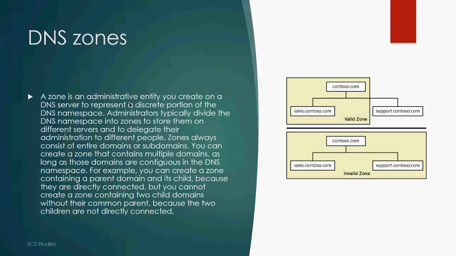You can create a zone that contains multiple domains as long as the domains are contiguous in the DNS namespace. For example, you can create a zone containing a parent domain name and its child domain name because they are directly connected, but you cannot create a zone controlling two different child domains without their common parent, because the two children are not directly connected. As shown on the right-hand side of the diagram, if we have cantos.com as a parent domain, we can create a sales.cantos.com zone and a support.cantos.com zone inside it. And this is called a valid zone.